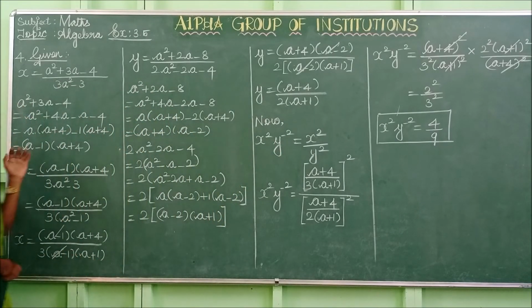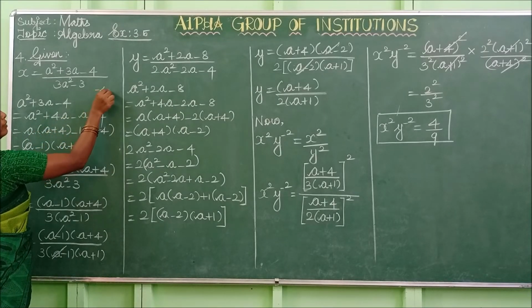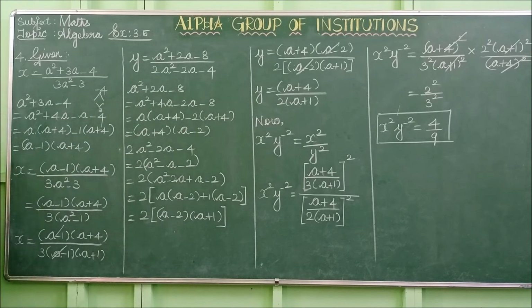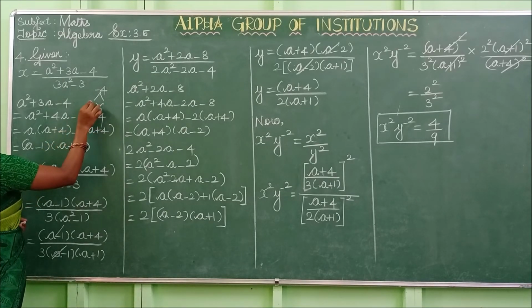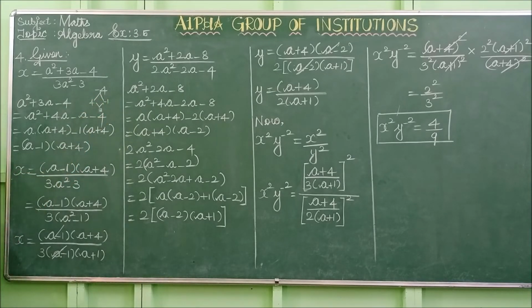So listen here. If you multiply two values, you get minus 4, and if you add the two values, you get 3. So this can be written as plus 4 and minus 1. If you multiply these two terms, you get minus 4. If you add these two terms, you get 3. So a squared plus 3a minus 4.